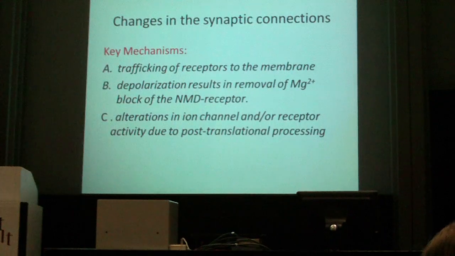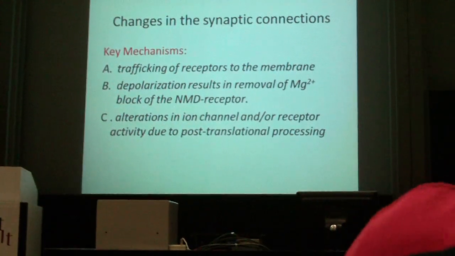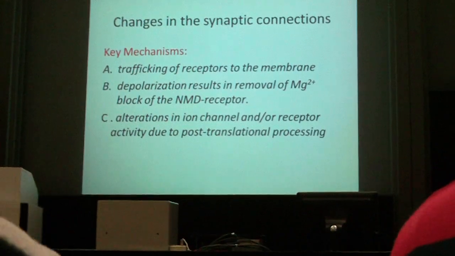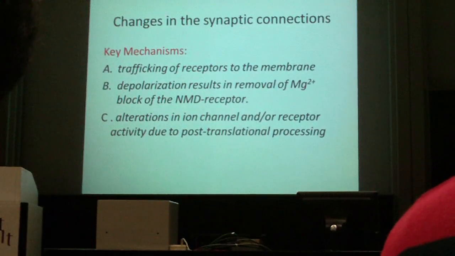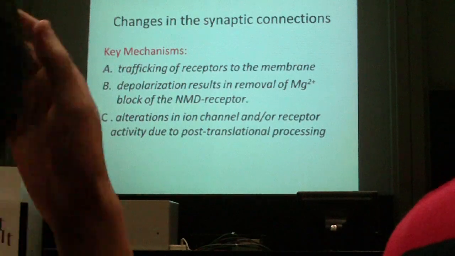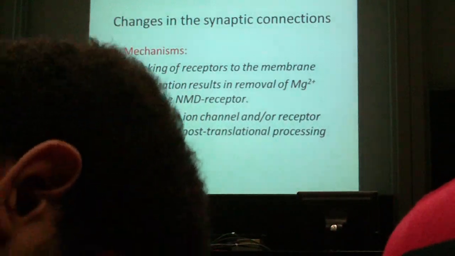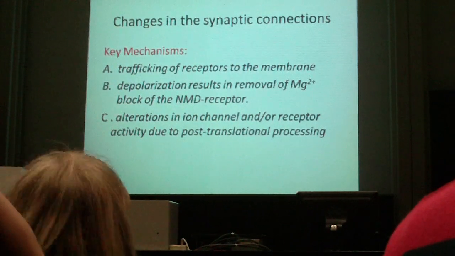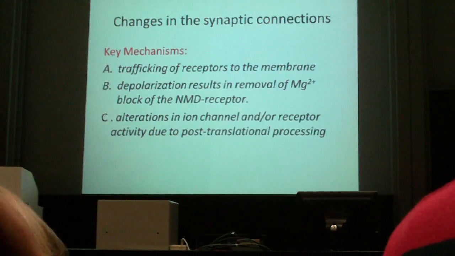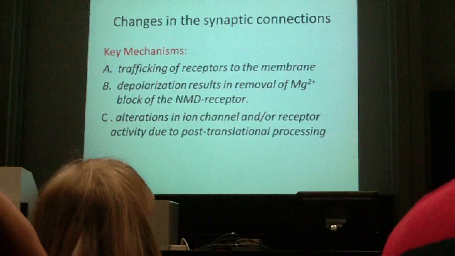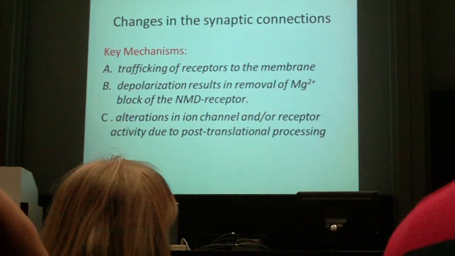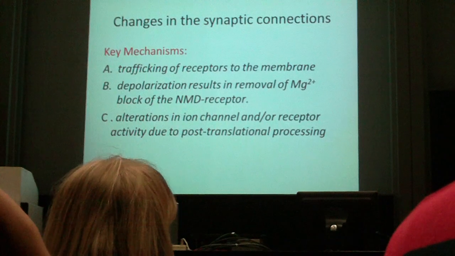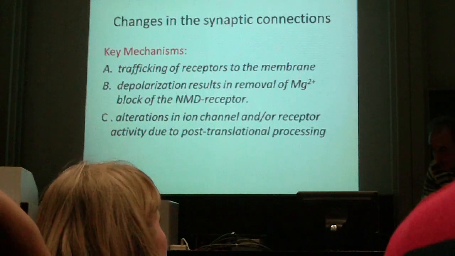So if you talk about central sensitization, which is considered to be the general principle underlying pain and chronicity of pain, it's related to the glutamate and the glutamatergic receptors. Then the key mechanisms are trafficking of these receptors to the membrane, the AMPA receptor, a depolarization which results in the removal of the magnesium, and alterations in ion channels and receptors activity due to post-translational processing, so the late onset sensitization aspect. I will show you that in a minute.